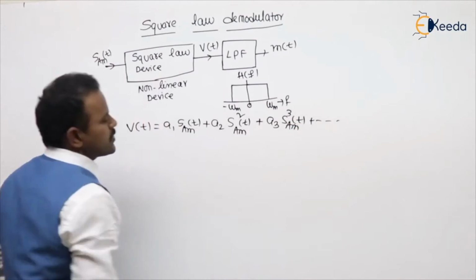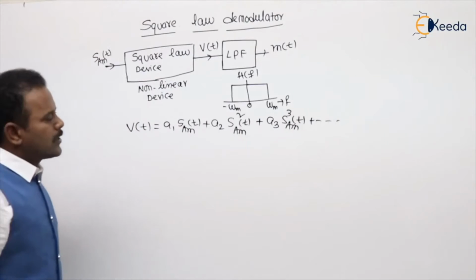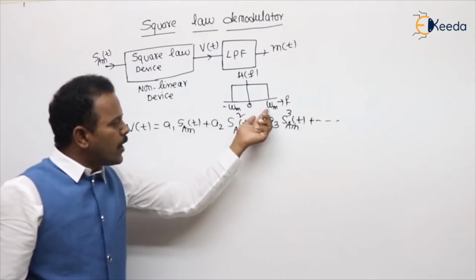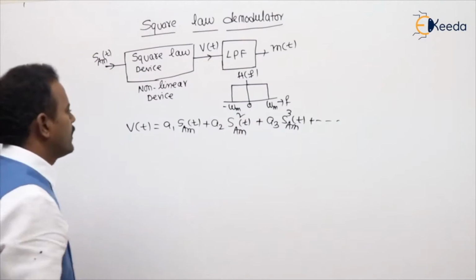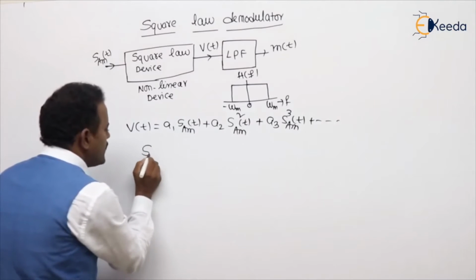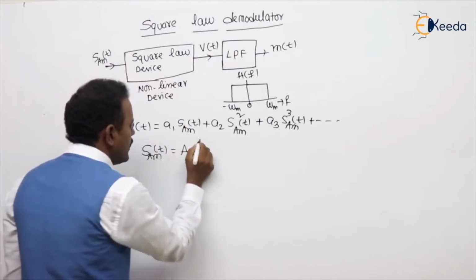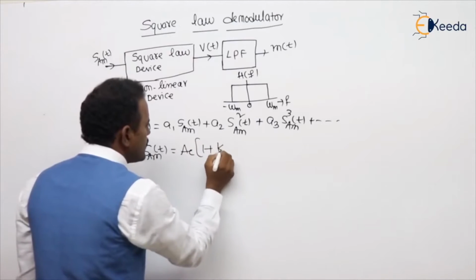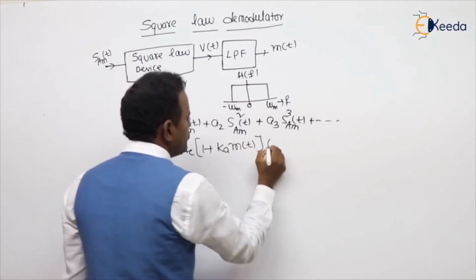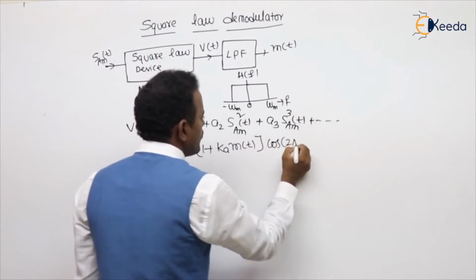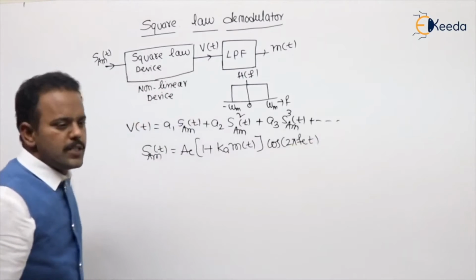Of course, from here onwards there is no need for these terms, because they are blocked by the low pass filter, which passes only the components below omega m. Now, what is S_AM of t? Let's take the general expression number 1: Ac into 1 plus Ka into m of t into cos 2 pi fc t. Substitute it in the above expression.